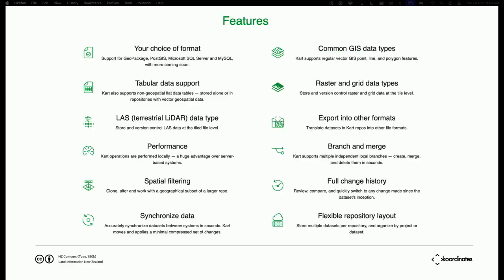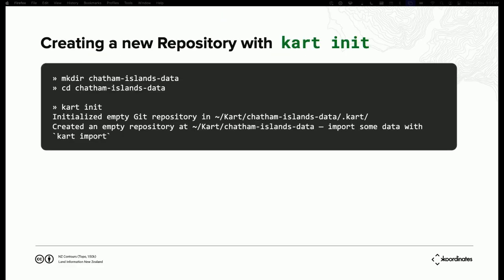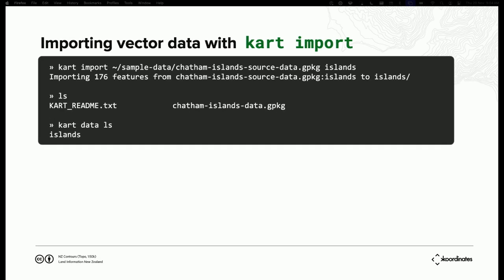So here I am making a new Kart repository. Just create an empty directory, type Kart init in it, and now you have a Kart repository with nothing in it. So we better put something in it. If we have some data lying around, we can import it. So here I am importing some data. I've got a GeoPackage with some data in it, and I want to import it, Kart import that thing, and I passed it islands as the second word there. So I'm importing the islands table from that GeoPackage.